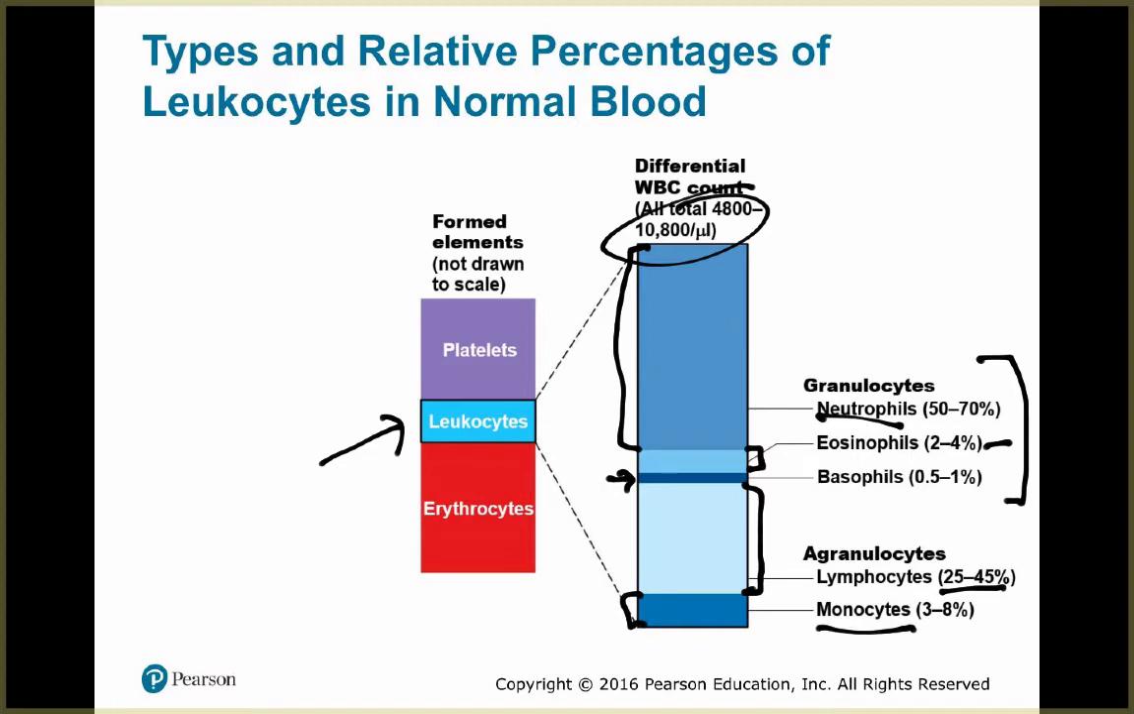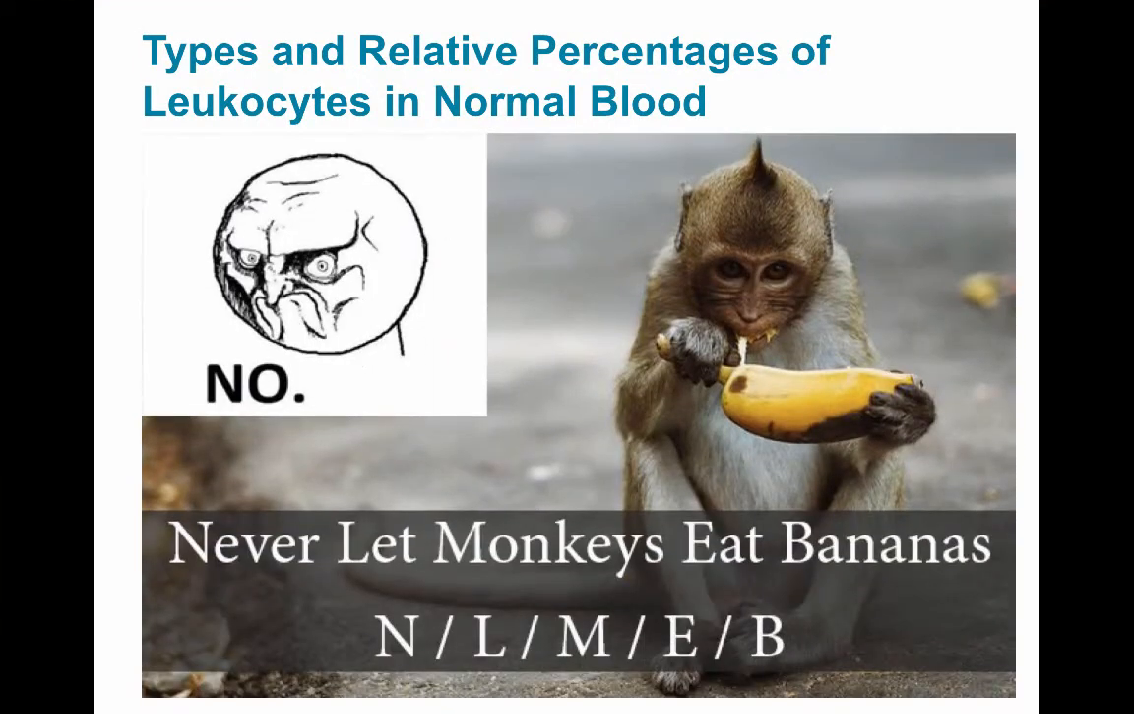So in order of most numerous, you have neutrophils, then lymphocytes, then monocytes, then eosinophils and basophils. And if you remember, the eosinophils and basophils were much harder to find than even the lymphocytes and the neutrophils. A really easy way to remember these in terms of how many there are is: never let monkeys eat bananas. Neutrophils, lymphocytes, monocytes, eosinophils, and basophils.